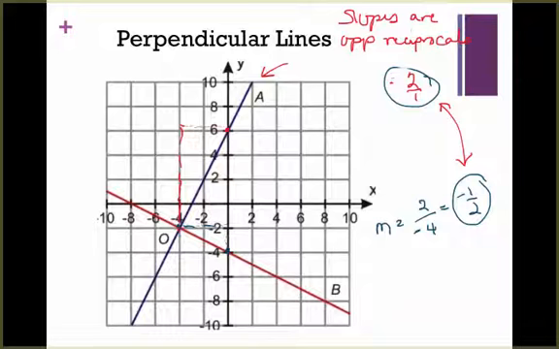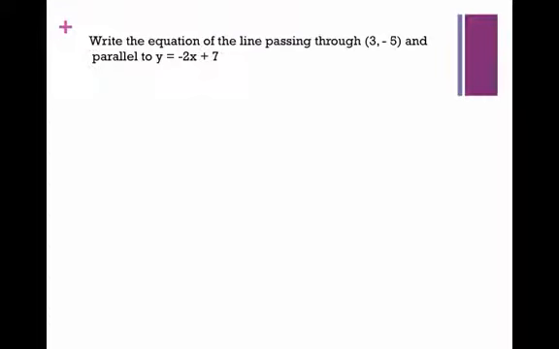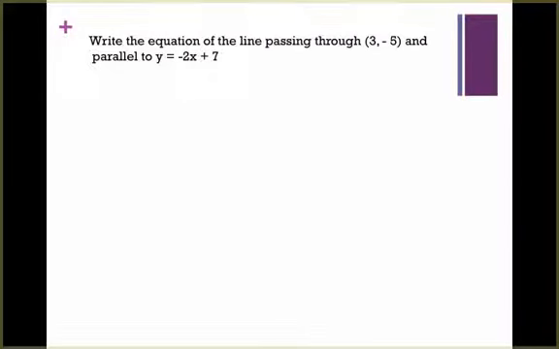Now what we're going to do is apply that to writing some equations of lines. Let's look at this first example. We want to write the equation of the line that passes through the point 3, -5 and is parallel to y equals -2x plus 7. As I previously stated, remember that we need to know a point and a slope. Well, we have our point, but we need to get our slope.